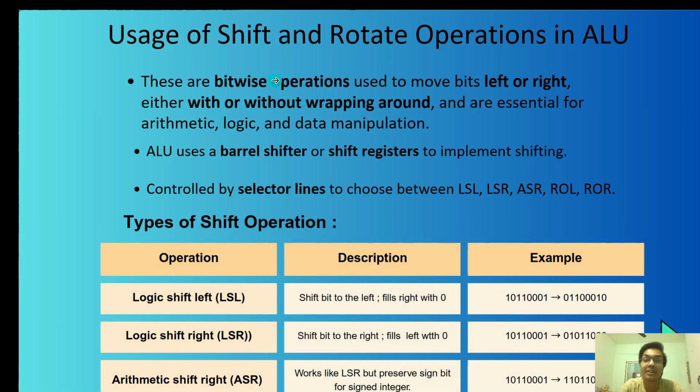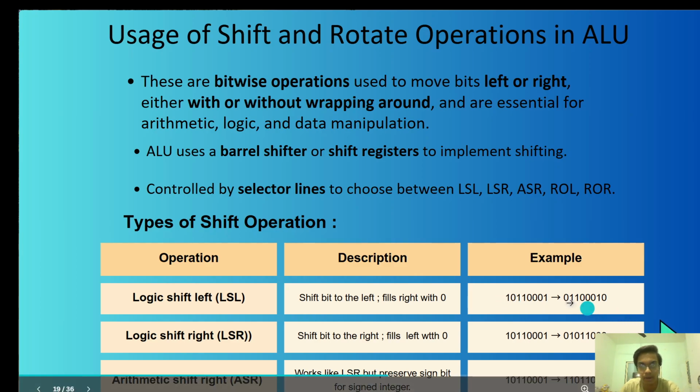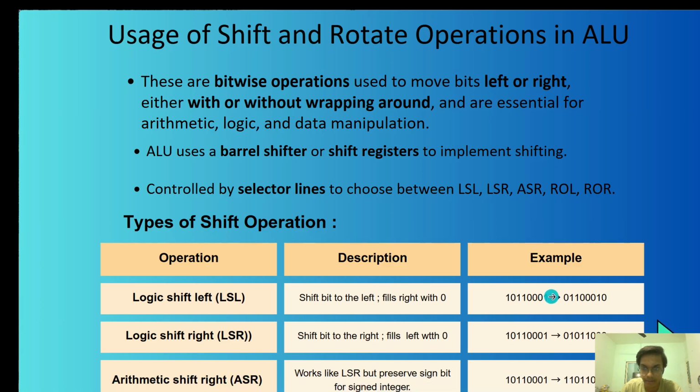Okay, usage of shift and rotate operations in the ALU. Let us directly go to the shift operation. We have a logical shift. Here we will shift a number towards the left. Like see, 1001011, we are just pushing it to the left, and the 1 at the end disappears. Just look at it, we add a 0. As we push all the numbers towards the left, we will add 0 at the start.